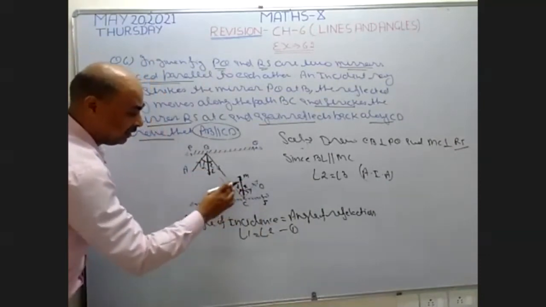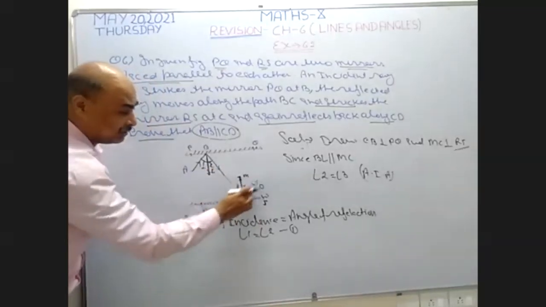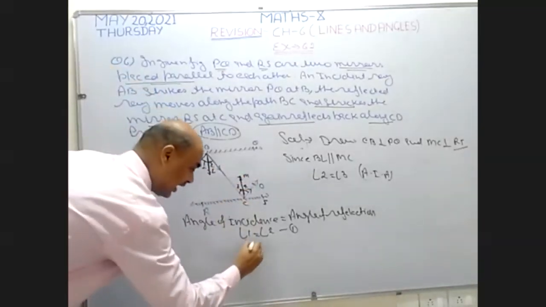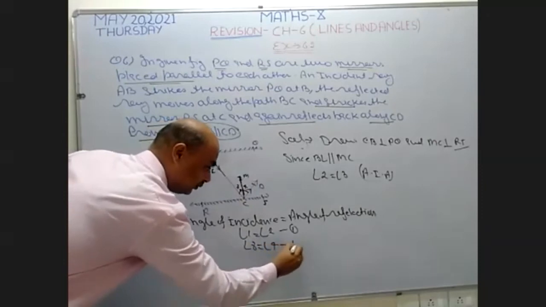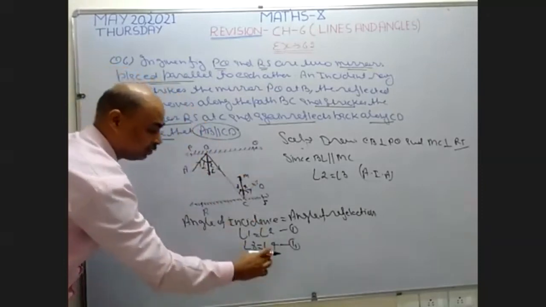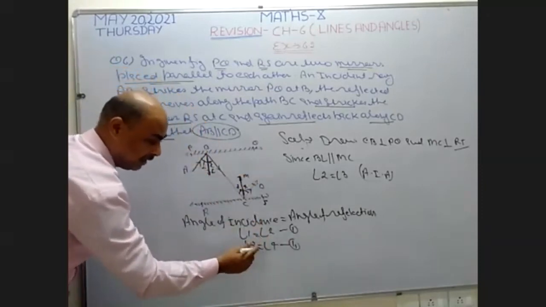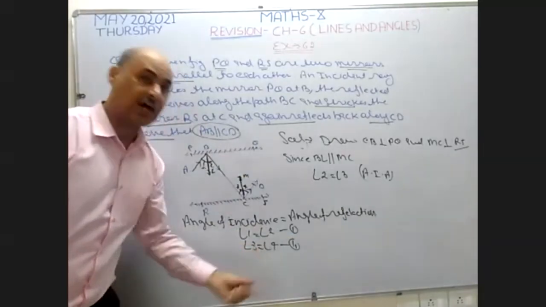Similarly, this is the incident ray and this is the reflected ray. Therefore, angle 3 and angle 4 are also equal. This is the reason I take these two angles also equal. Okay, beta, I want to ask if you have any doubt in this question.